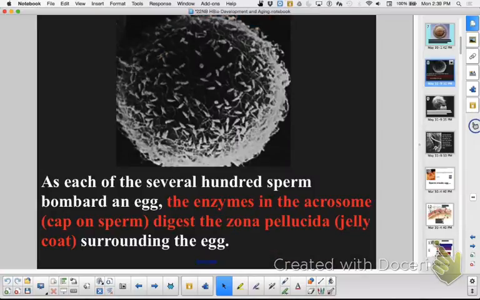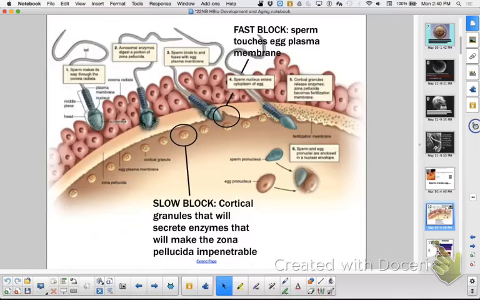I want to remind you that the sperm wears a cap, and that cap is called a what? Acrosome. And what is inside that acrosome? Enzymes. Perfect. And those enzymes help digest what? Zona pellucida. Perfect. And that allows the sperm nucleus to fuse with the egg nucleus and form a diploid zygote.